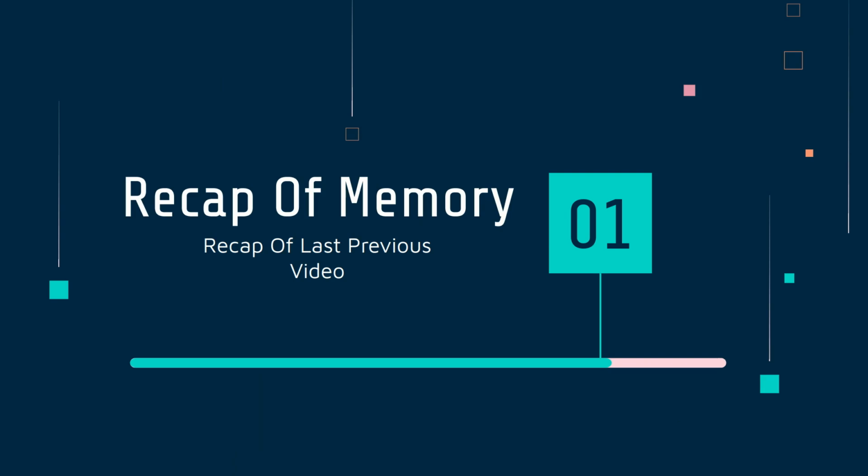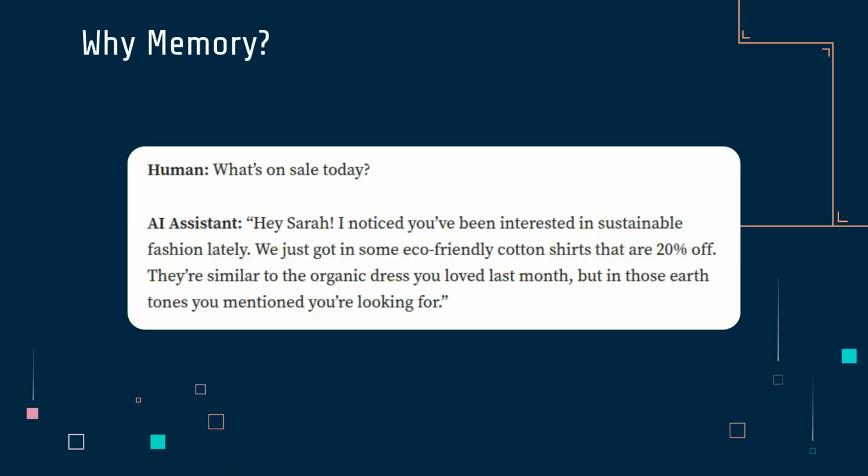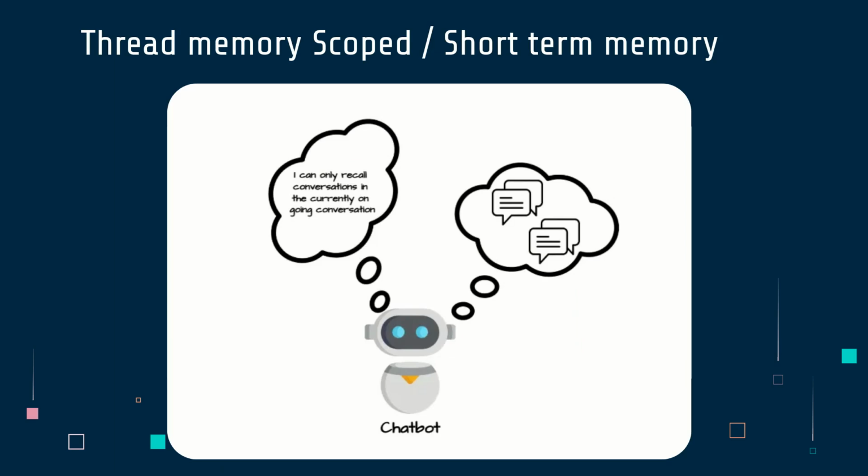Okay, so in the last video, we talked about memory, right? The chatbot being able to understand and recall previous information through the conversation or through multiple conversations. We talked about short-term memory, also called thread-scope memory, whereby the chatbot only remembers conversations within a given thread of conversations. For example, if you go on ChatGPT and you click on new chat, the chatbot only remembers conversation within that specific chat. If you create a new chat, it doesn't remember anything from the previous chat. That's an example of thread-scope memory.